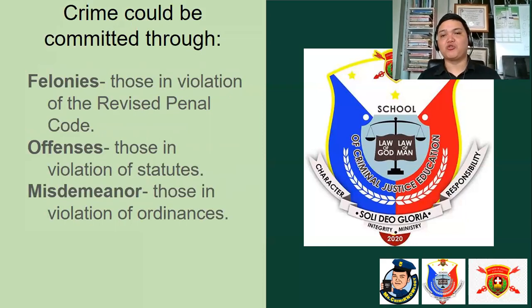Crime can be committed through, number one, it can be called felony. Felony, those in violation of the Revised Penal Code. The Revised Penal Code is our criminal law. We have Book 1 and Book 2. And it is called offenses if your action or omission is in violation of statutes like the special laws, the Republic Acts, presidential decrees. We have those kinds of law. And misdemeanor if those are violations of ordinances such as what the city is enforcing.